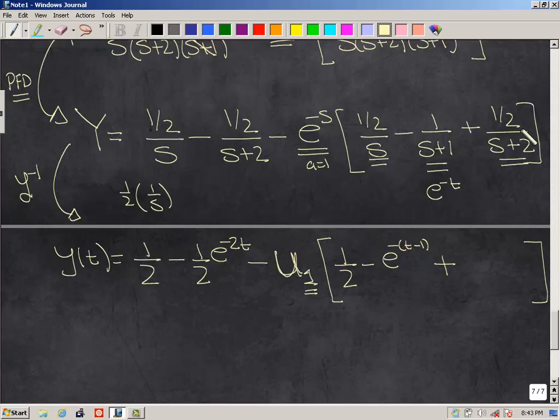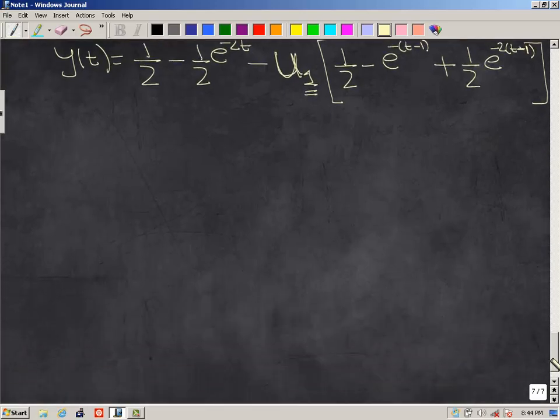Plus, same thing over here, I have 1/2, that's a constant that pulls out. This gives you e to the minus 2t, and you'll shift that too. E to the minus 2 times t minus 1. I want to keep writing plus for some reason. And there's your answer. Now, since we were solving a differential equation, you should never leave this like this. We should write it as a piecewise function. Okay, so let's do that.